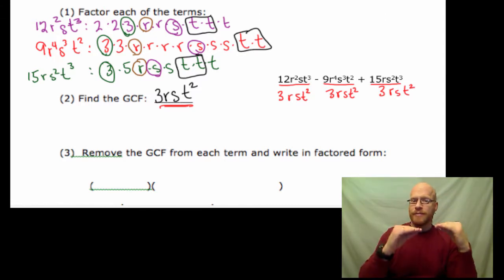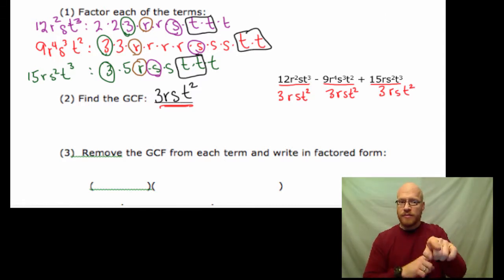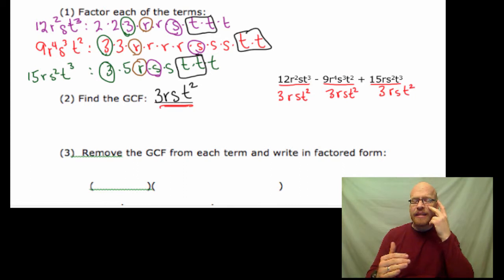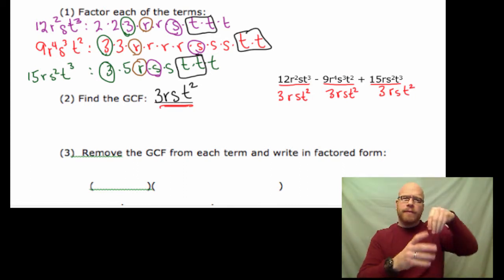We're going to divide each term by 3rst squared, and we're going to use our exponent rules. And once we divide it out, we'll see what's left inside.